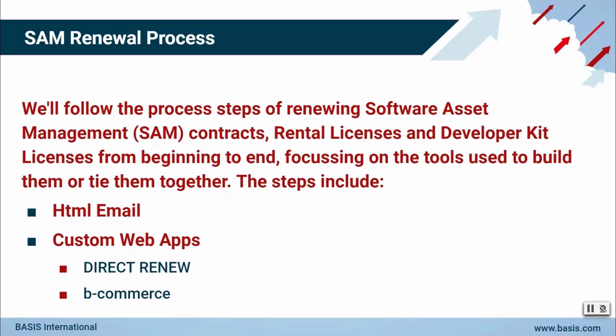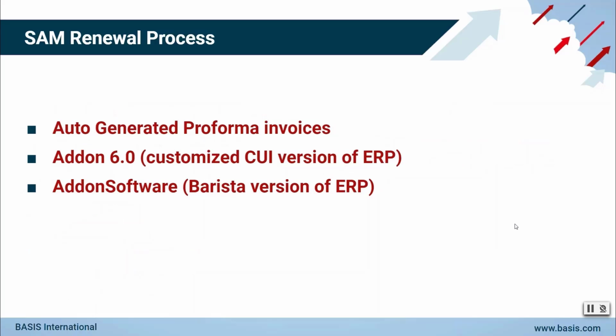The email offers a customer a choice of using one of two custom web apps to complete the renewal: Direct Renew and BCommerce. If the customer does not take advantage of either of these options, a third option is a system-generated Proforma invoice for the contract renewal. On the back end, all financial transactions associated with the renewal are handled by our Addon 6.0 instance, which is a custom GUI version of our ERP. And finally, the general ledger implications are handled by our AddonSoftware instance, which is the Barista version of ERP, completing the process.